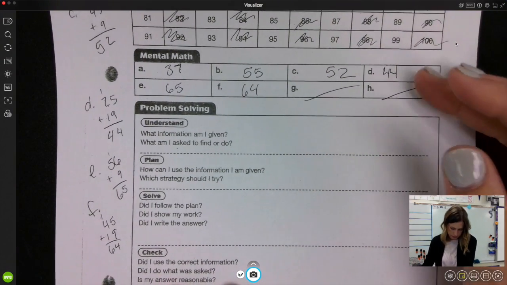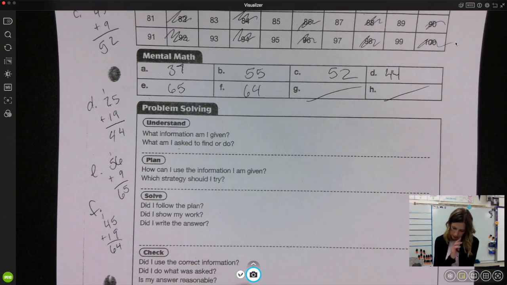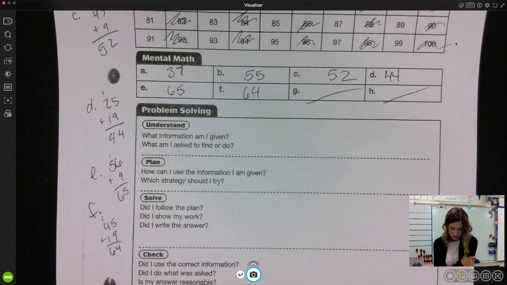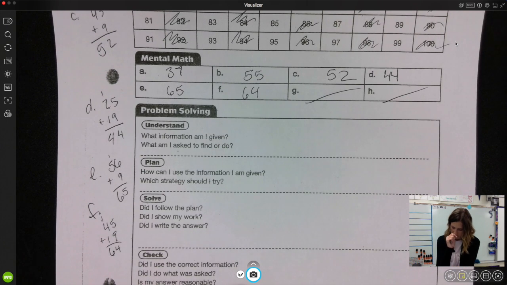Let's go on to our problem of the day. Choose an appropriate problem-solving strategy to solve this problem. In his backyard garden, Randall planted 3 rows of carrots. He planted 8 carrots in each row. Altogether, how many carrots did Randall plant?